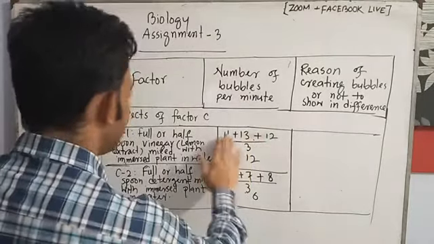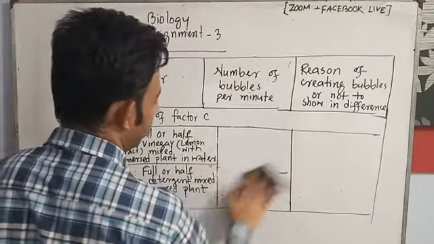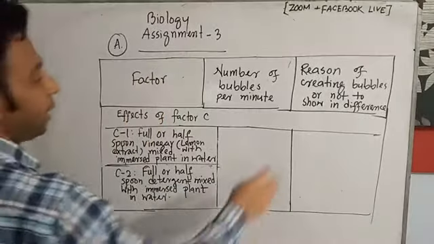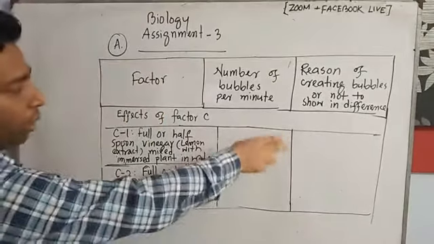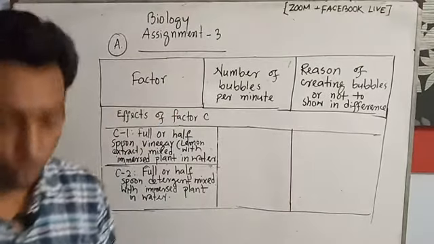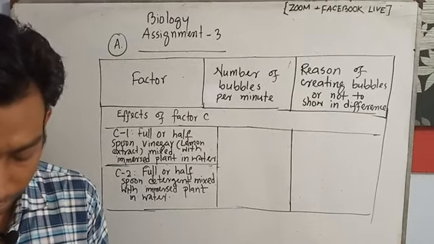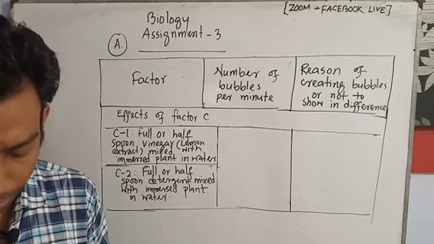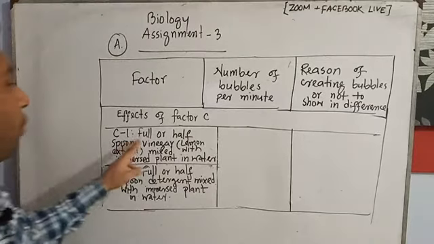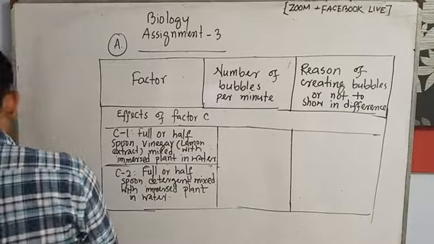This time this box will be erased out. You will write the same box, you will draw up on there, and you will write the reason. You will write the reason in here, the reason of creating bubbles or not, why it is creating bubbles or not. That is the reason for that one. By the way, now since I have written here the full or half spoon of vinegar or lemon, again we will go through the factors.